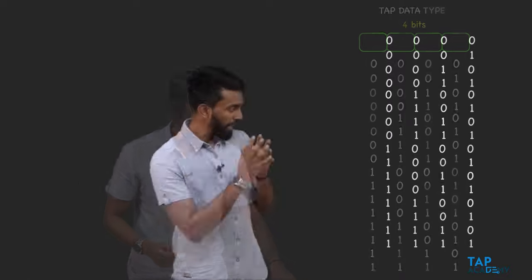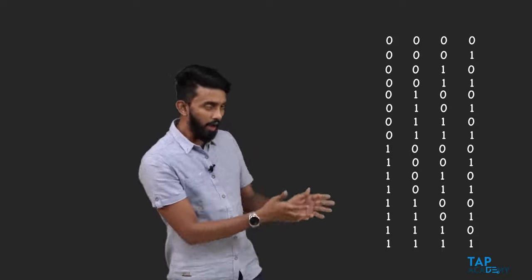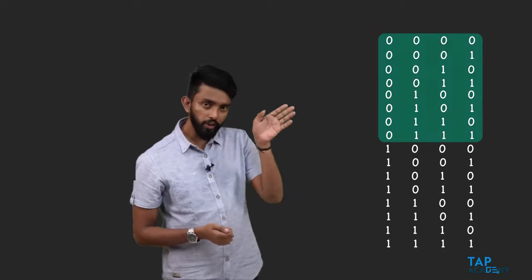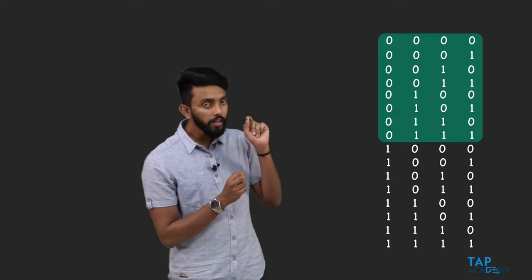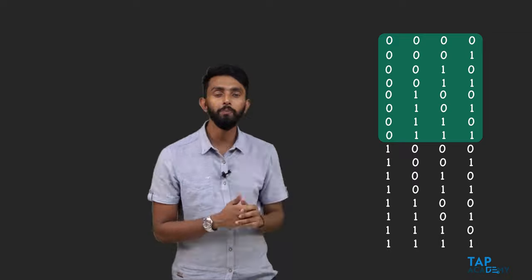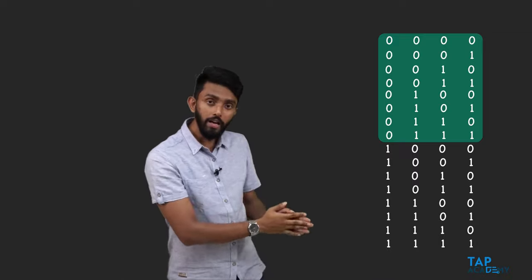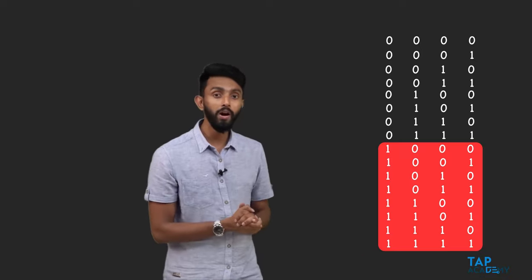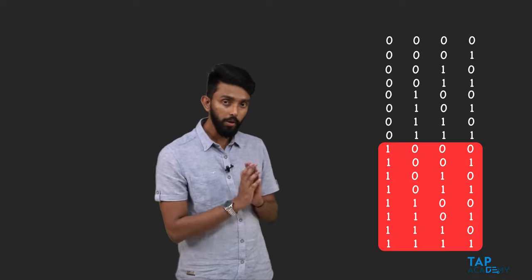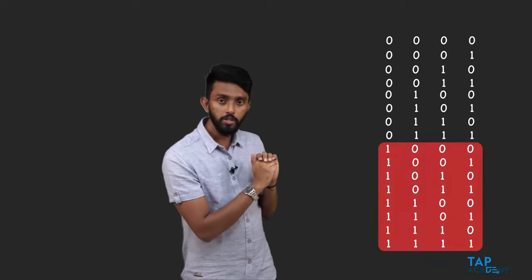It's very simple. If you look at all our 16 combinations, you will notice that the first 8 combinations have something in common. All their first bit is 0. If you look at the last 8 combinations, you will notice all their first bit is 1. Would you agree? Now, what I'm doing is, all the bits which begin with 0, I'm keeping on this side, and all the ones which start with 1, I'm bringing to this side. I hope you're able to think.